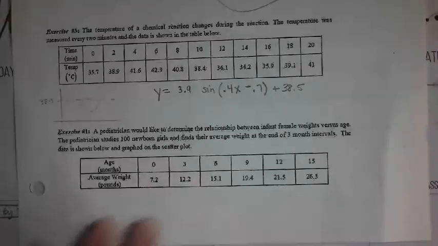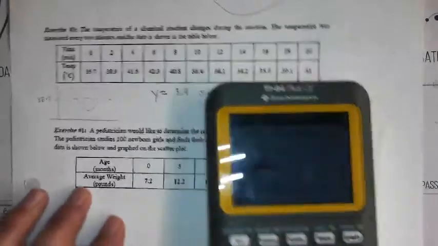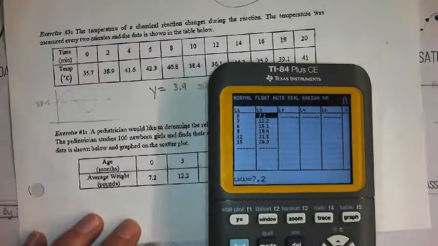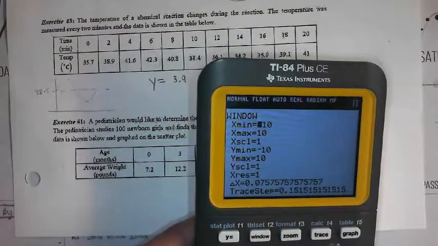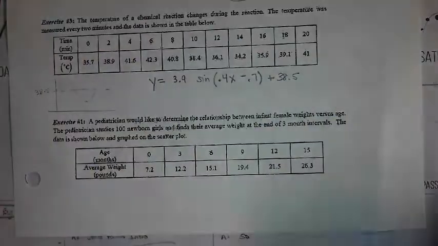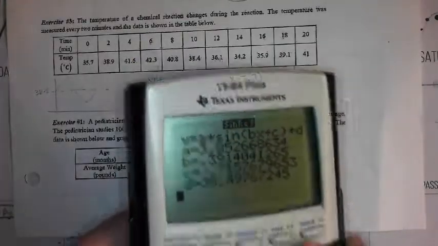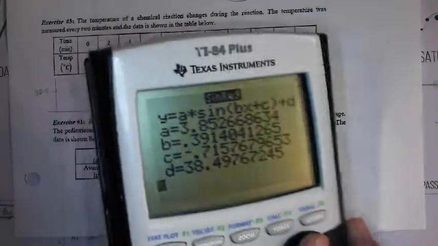The next one, don't do it. I've already entered the data so that we could kind of hurry this along. So I've entered the data, window values. Oh, let me go back to that. Oh, it didn't give me a correlation coefficient on that one. Sine curves must not have that.